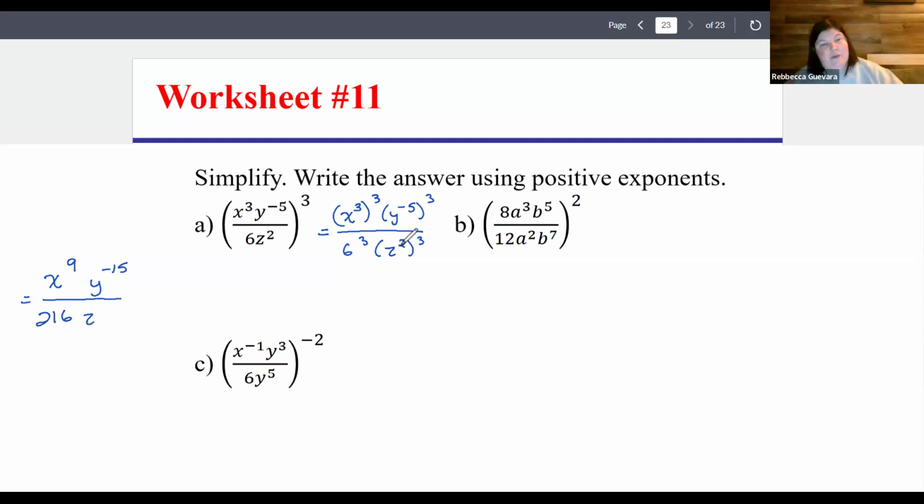And then z to the power of 2 raised to the power of 3. So we multiply the 2 and the 3. That's going to be a power of 6. Now, I can't combine anything here because I just have an x and a y and a z. I don't have any of the same variable, but I do have this negative 15 as an exponent. So the last thing I can do to make this simplified is x to the 9 over 216 z to the 6, and then we'll have y to the positive 15.